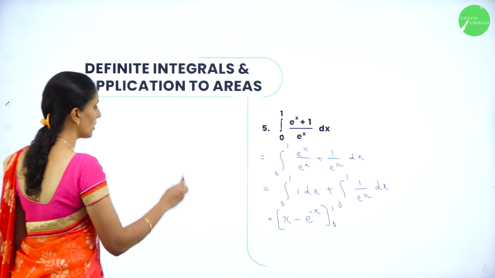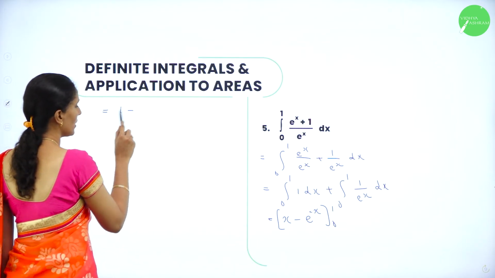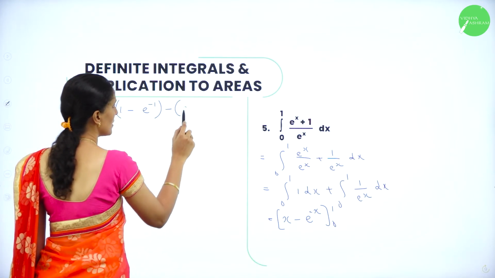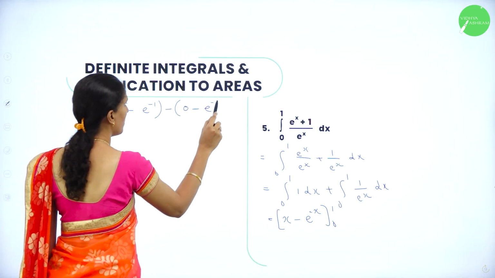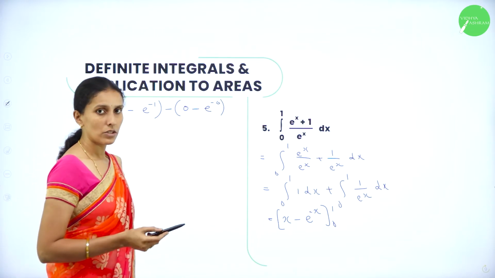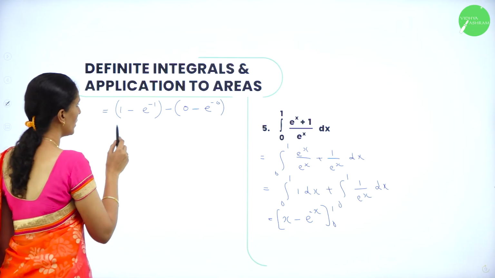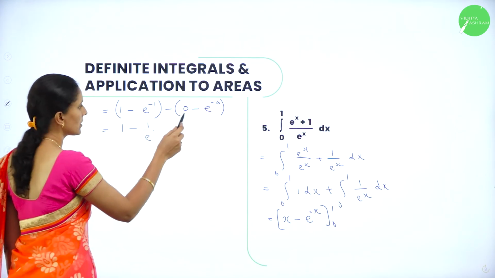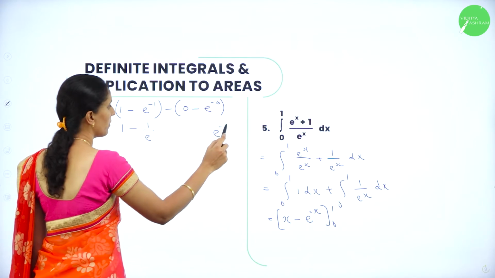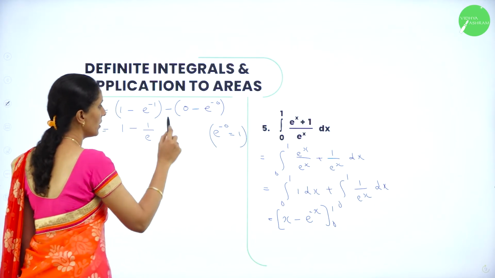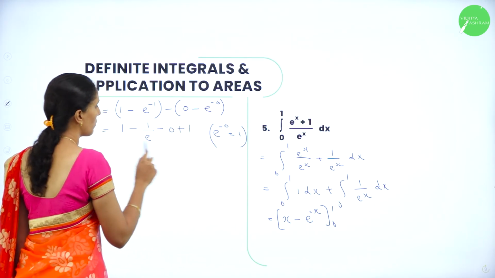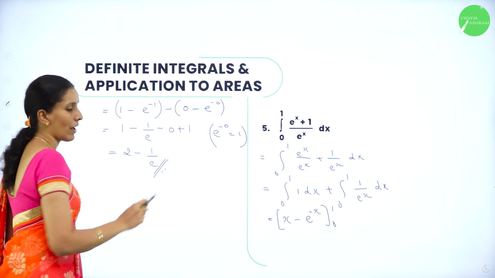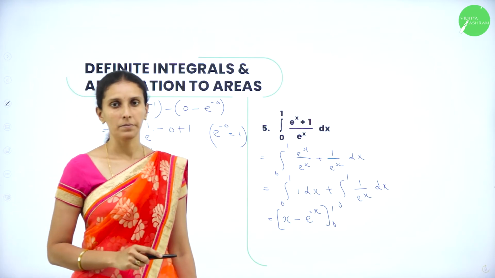So let us substitute here. It is 1 minus e to the power minus 1, minus 0 minus e to the power minus 0. Anything to the power 0 is 1. So here 1 minus 1 by e, and e power minus 0 can be taken as 1. So it is minus 0 plus 1. 1 plus 1 is 2 minus 1 by e. So this is the value of the given integral.